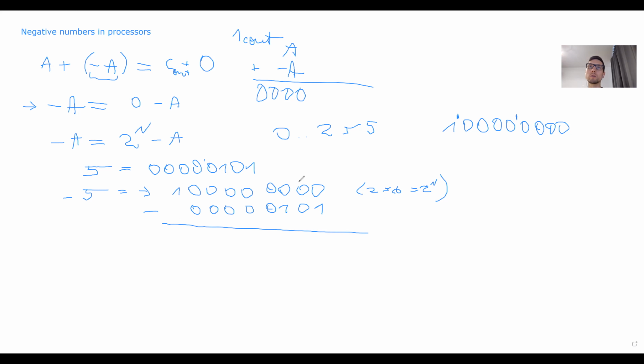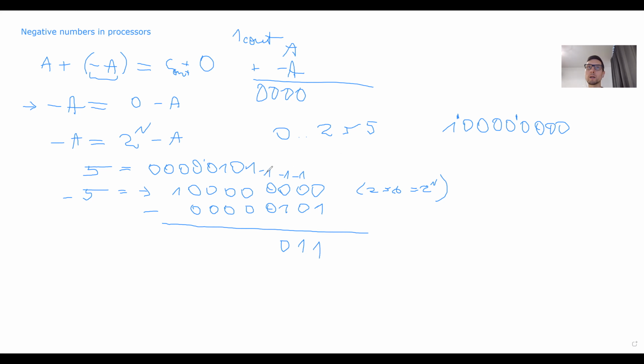So 0 minus 1, we need to borrow 1 from the next position. 0 minus 1 is 1. 0 minus 1, with the borrow, is again 1, and we borrow from the next position. So 0 minus 1 and minus 1 is like minus 2. Minus 2 is 0 and carry to the next position.